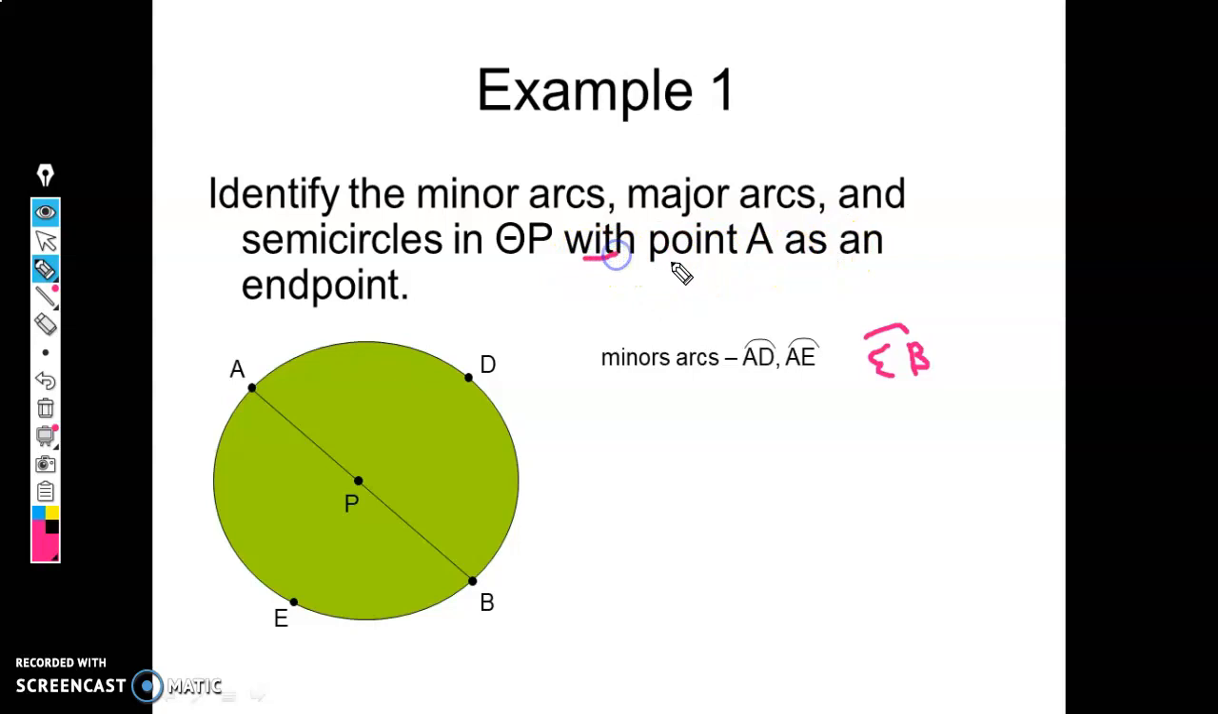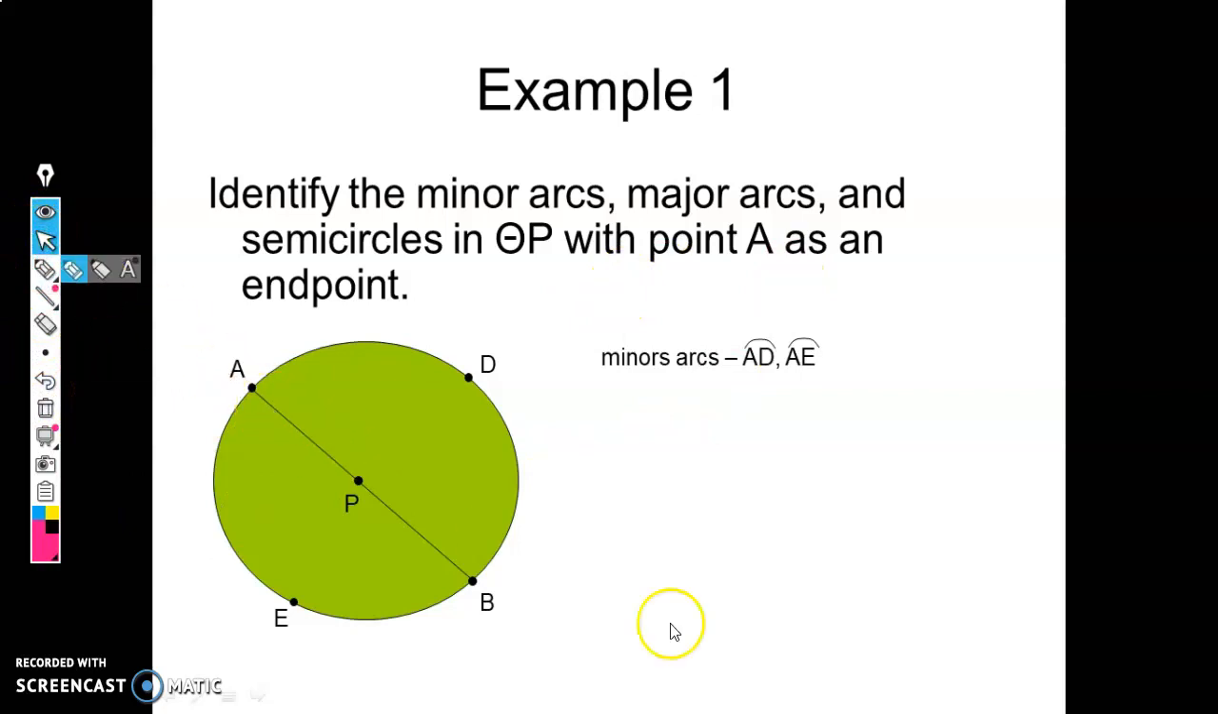Alright, but to follow what the directions are saying, which is good, to read the directions here, we're only doing the arcs with point A as an endpoint. Okay, so this one is out. Okay, but this is a minor arc too. It's just not the one that has point A as an endpoint.